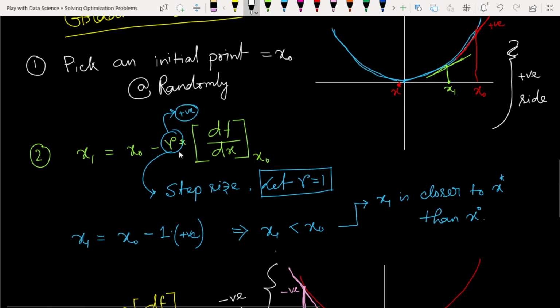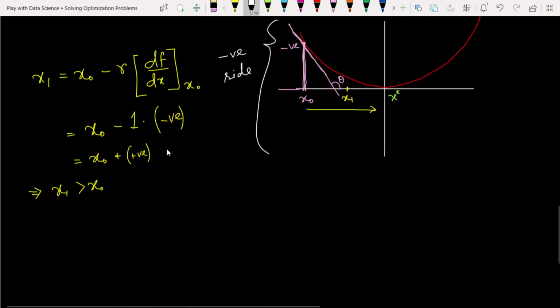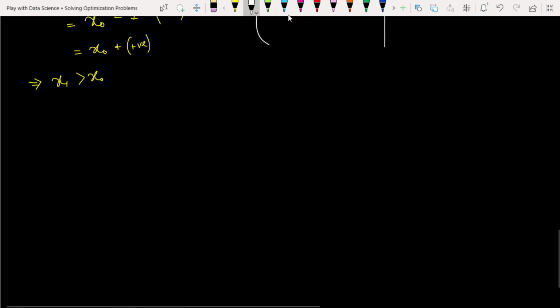So I think step 2 is clear to all of you. Now coming to our third step, step number 3. Let's come.